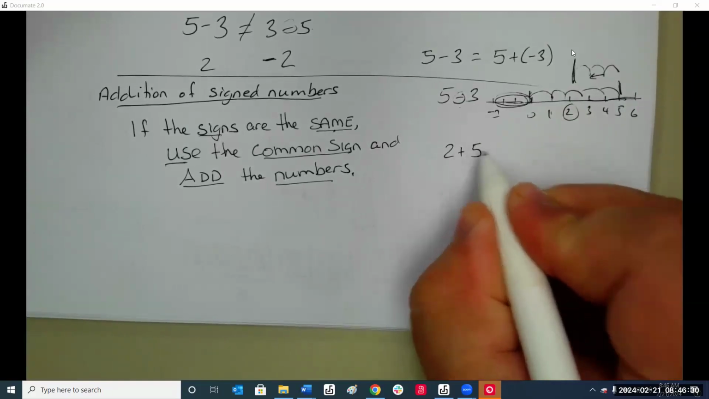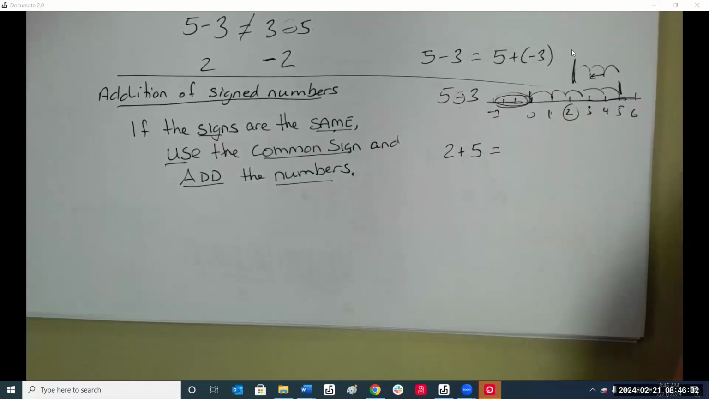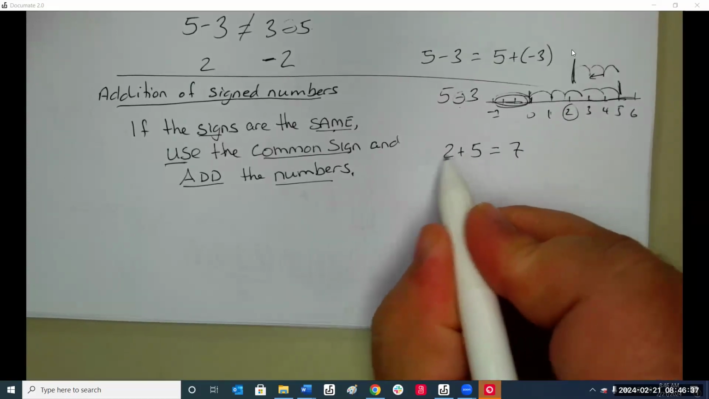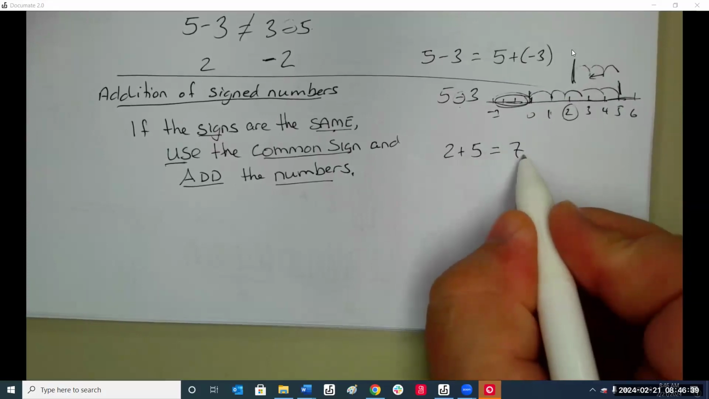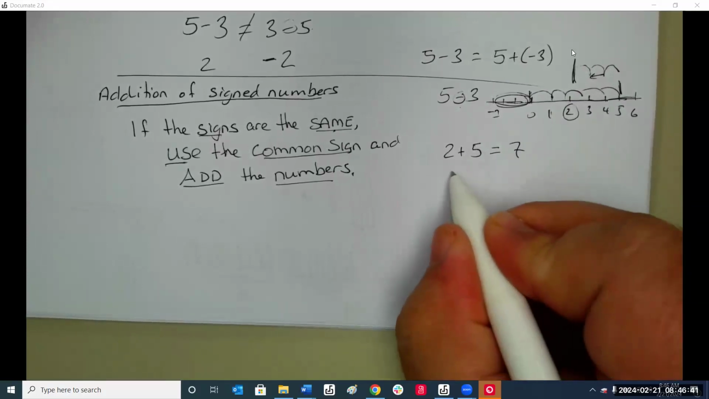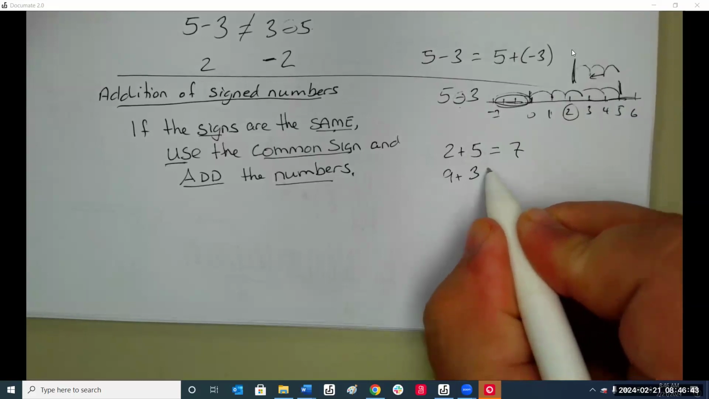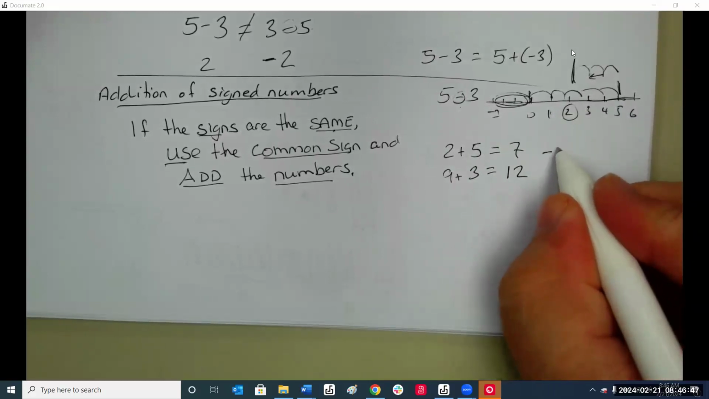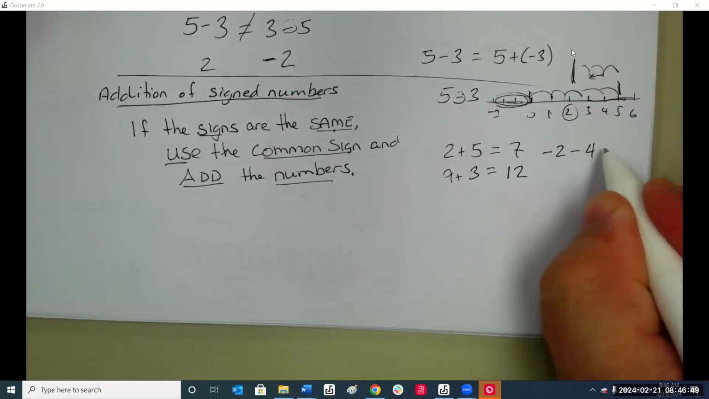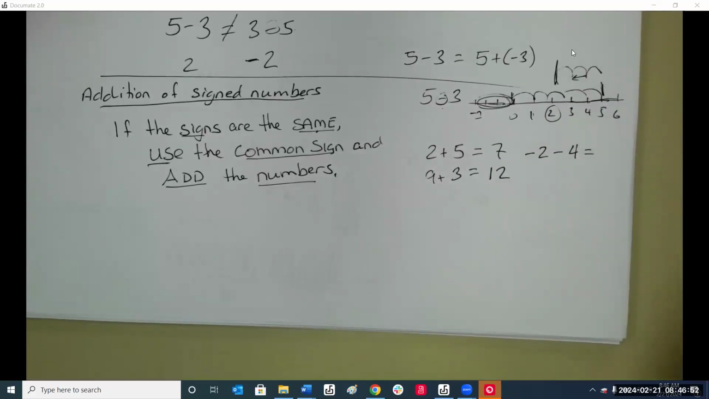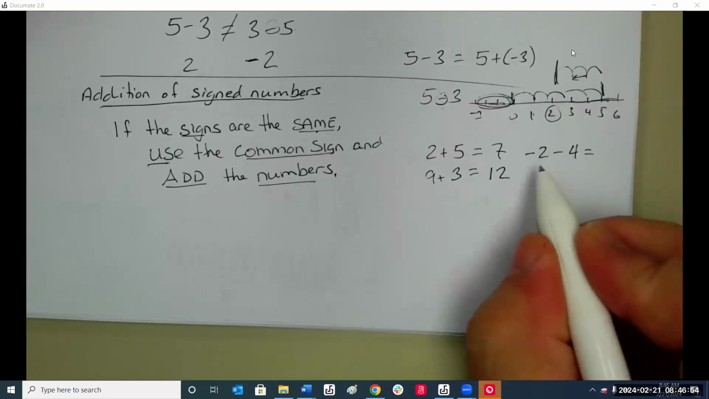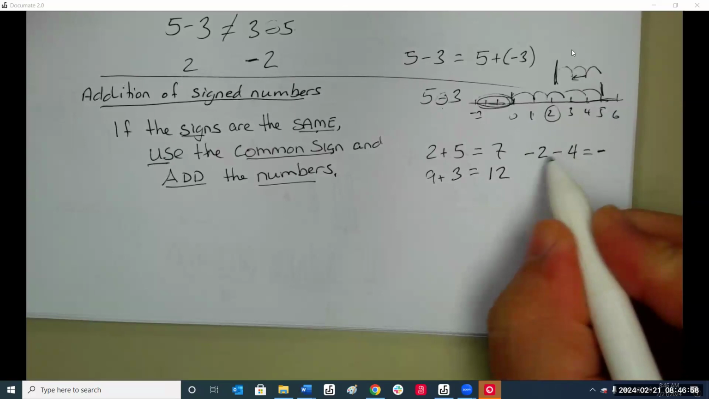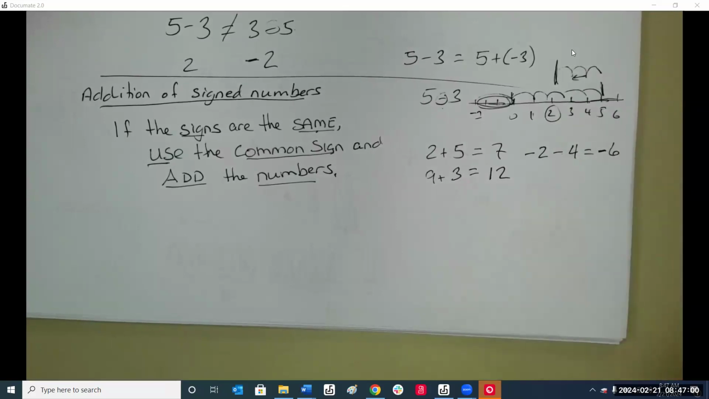2 plus 5 equals what? We know it equals 7 because they're both positive, so the answer is going to be positive. 9 plus 3 is going to be positive 12. How about negative 2 minus 4? Well, they're both negative, so the answer is negative. 4 plus 2 is 6.